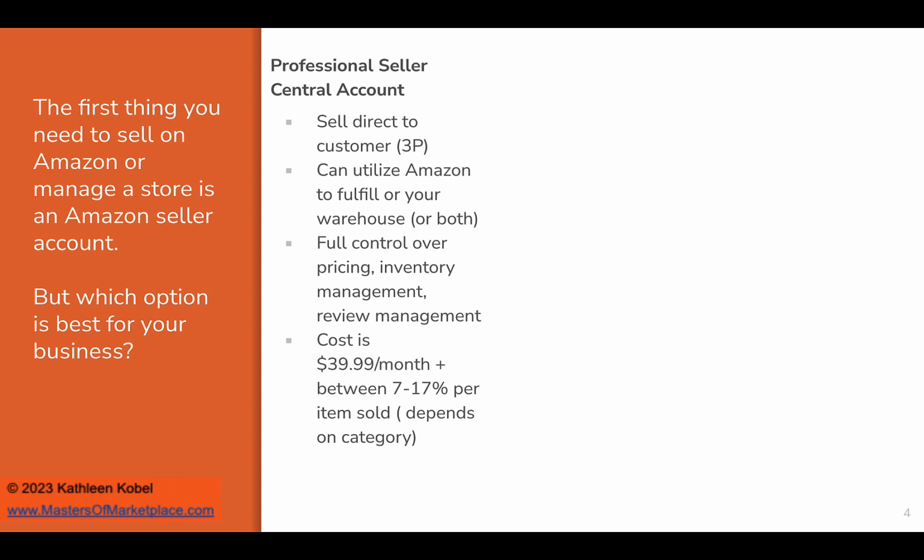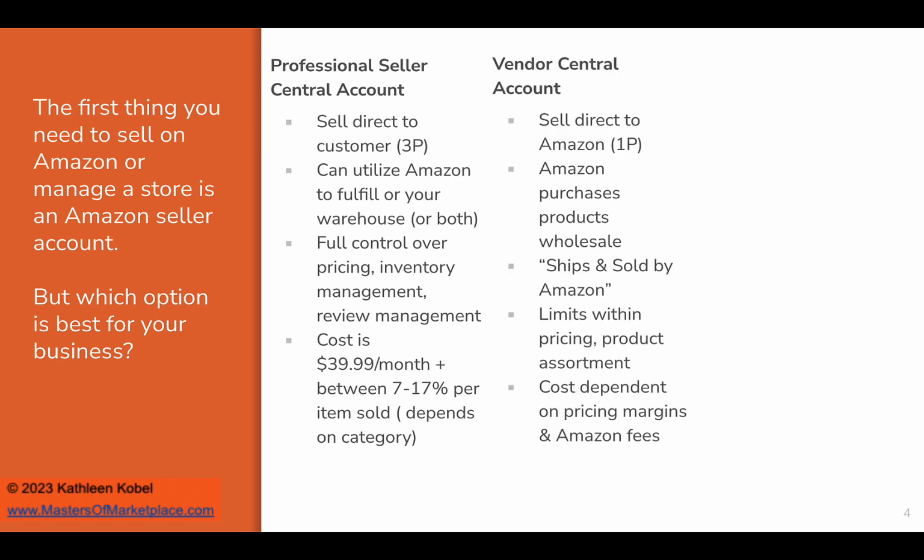So you can list 10 products, you can list 10,000 products, and your cost is still going to be the same here. Now, moving over to a second way that you can sell your products on Amazon is via Vendor Central. So this is where you're selling directly to Amazon. Some people call this 1P or your first party relationship. And what that looks like is Amazon purchases your products wholesale. So you're selling directly to Amazon, which they are then in turn selling to the customers on Amazon.